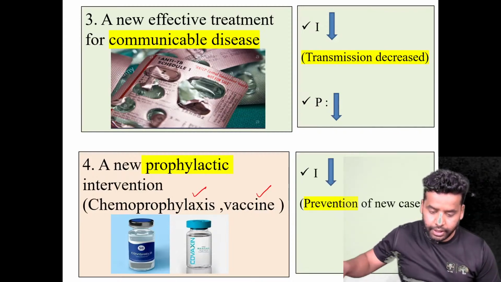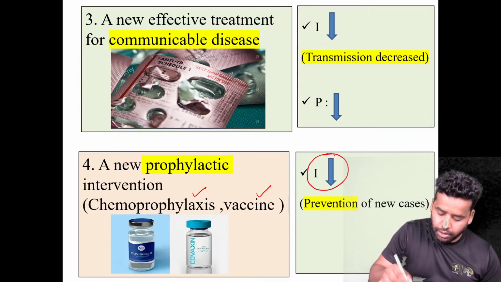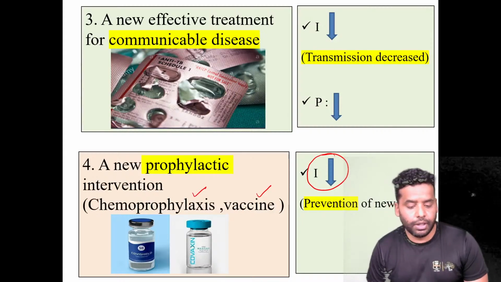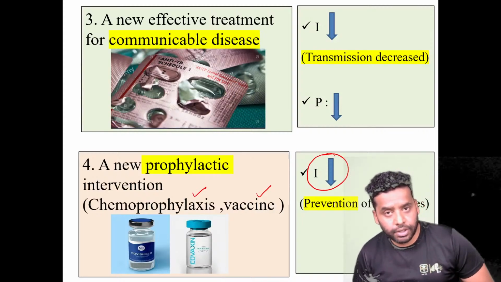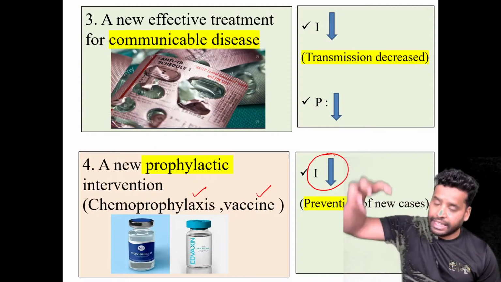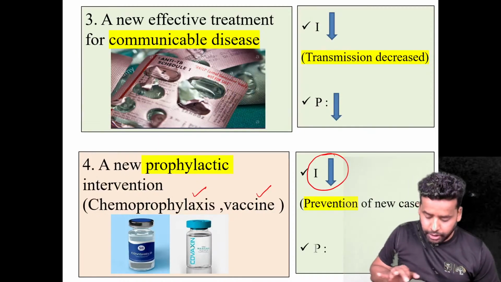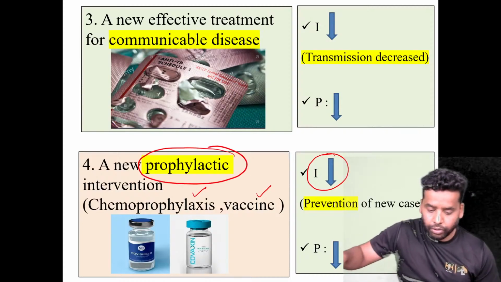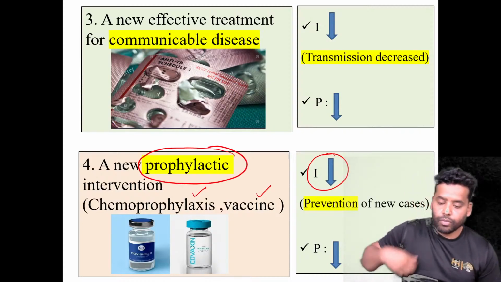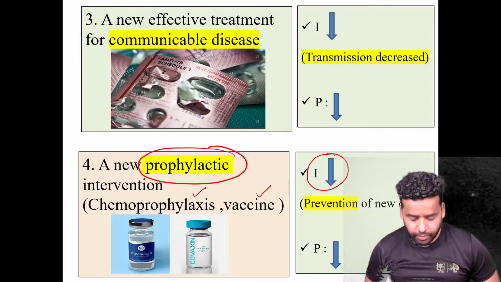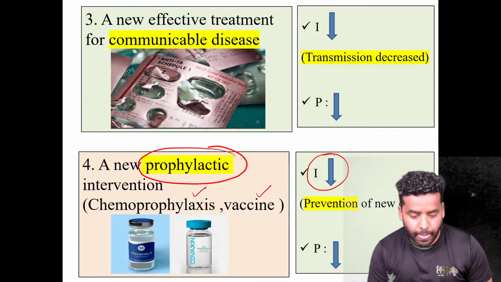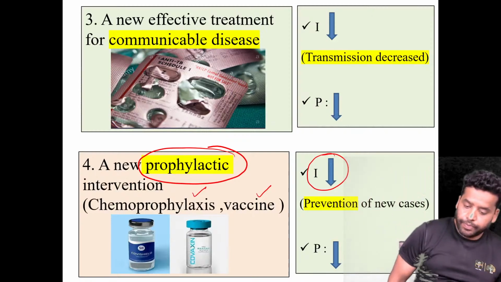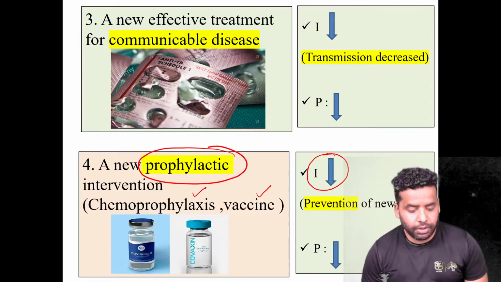If incidence is decreasing, what happens to prevalence in the longer term? In the future, the existing cases should also come down because incidence is the inlet part. If that is coming down, prevalence will also decrease. So both will decrease. True or false? Yes, because if I is coming down, P should also come down.